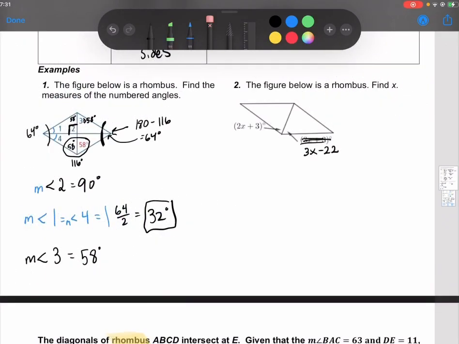When I was recording this, I realized there was a typo on my page, and I don't know what it should have been, but this problem didn't work on number 2. So I fixed it. We're going to pretend this is 3x minus 22 degrees, and then go ahead and solve it. It will now work.